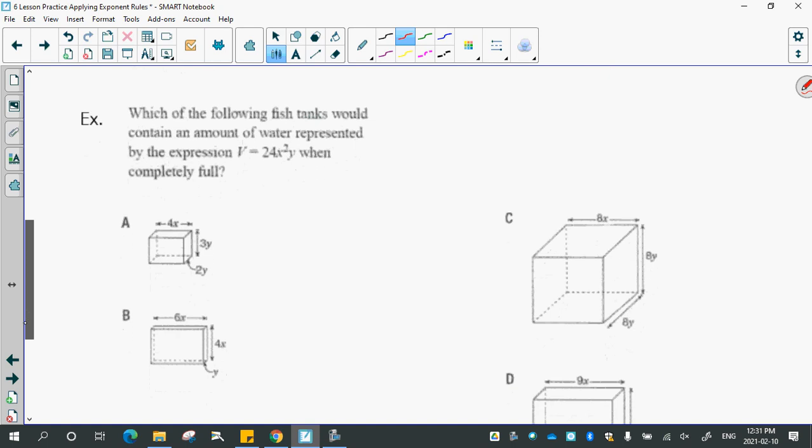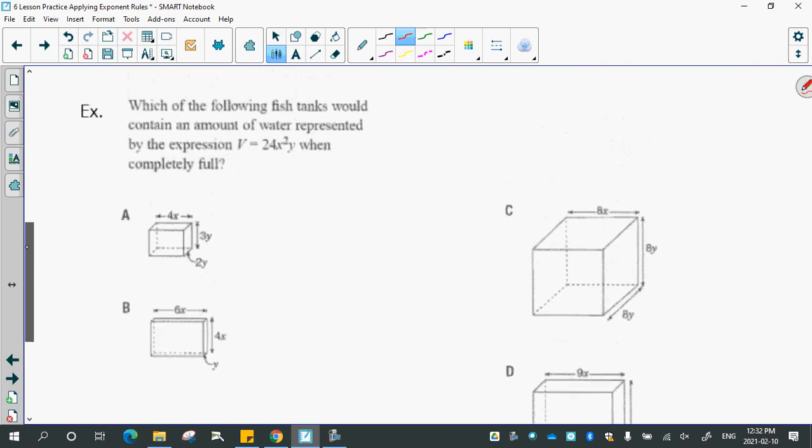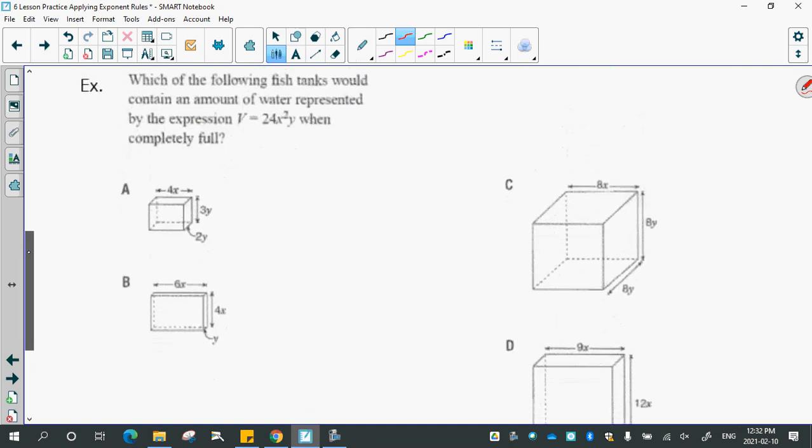All right, here's another EQAO question. Which of the following fish tanks would contain an amount of water represented by the expression volume is 24x squared y when completely full? I just snipped it right out of an old EQAO and put it on your lesson. I can either fit the question or I'll go as far as I can.